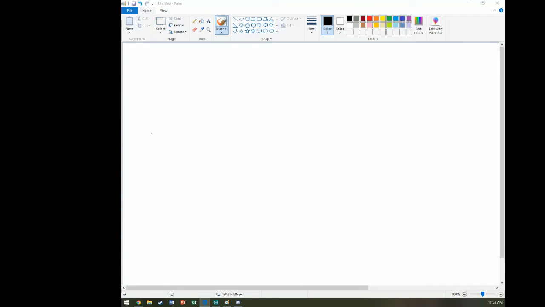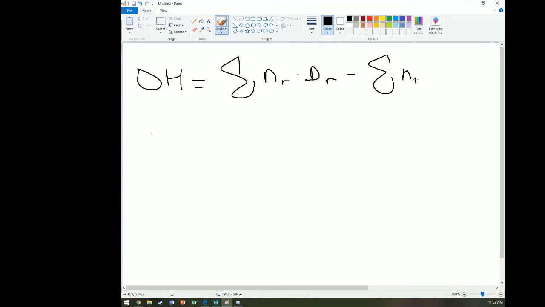Since they give us the structures, I'm just going to go pretty much right into it. They give us quite a bit of info. So we know that delta H equals NR times DR, subtract NP times DP, where D is the bond enthalpy of each.